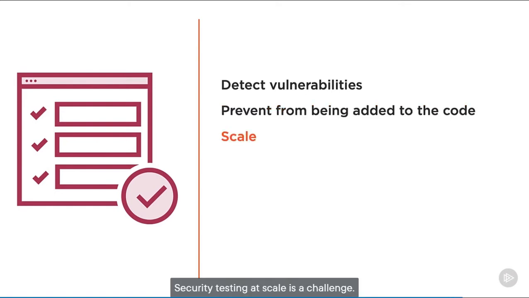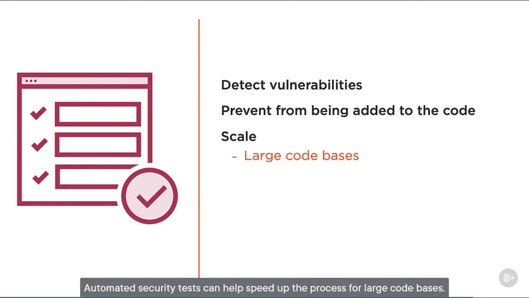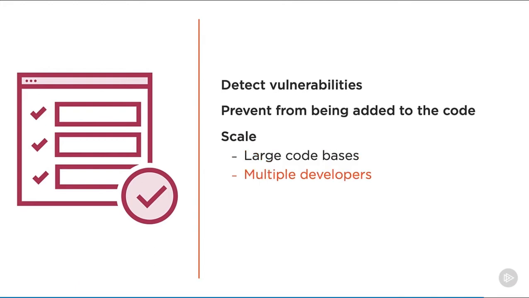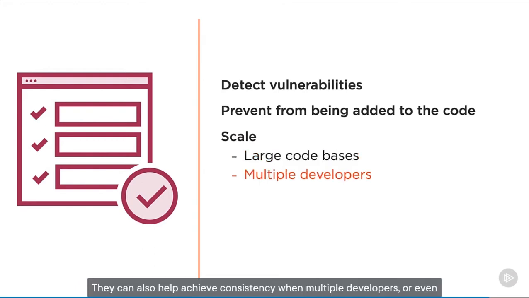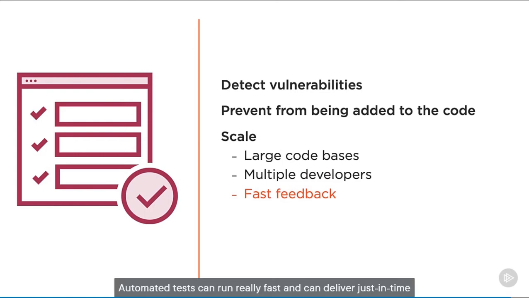Security testing at scale is a challenge. Automated security tests can help speed up the process for large code bases. They can also help achieve consistency when multiple developers or even multiple teams of developers are working on a single project. Automated tests can run really fast and can deliver just-in-time feedback about the code that is currently being worked on.